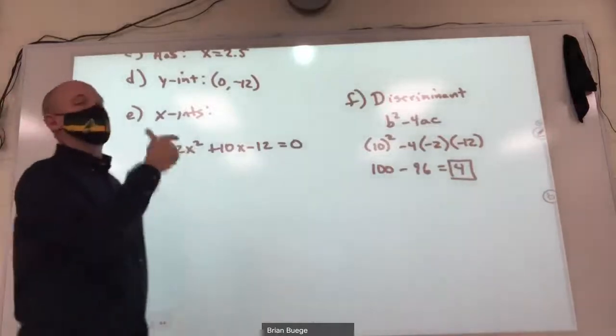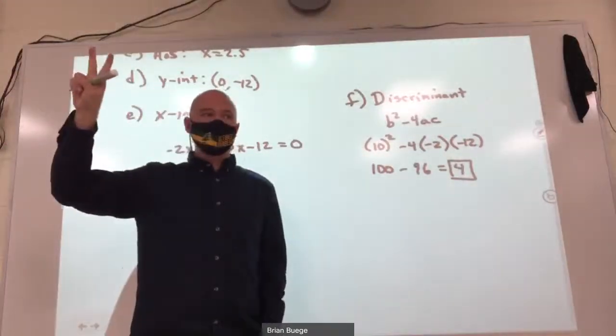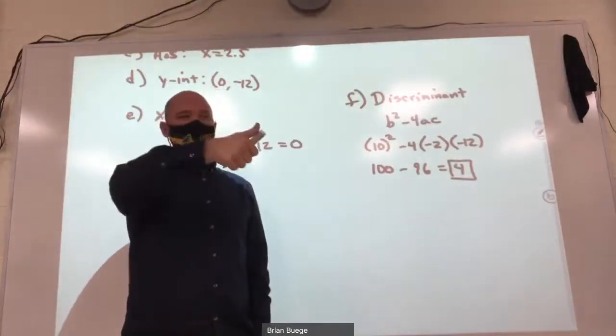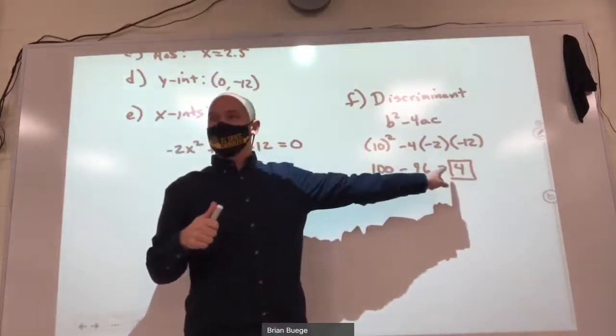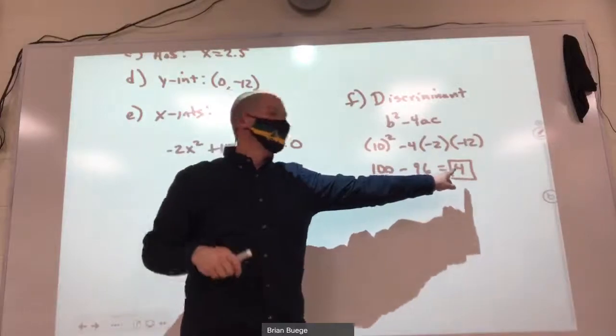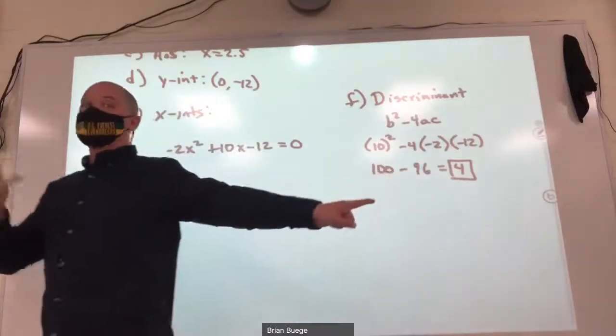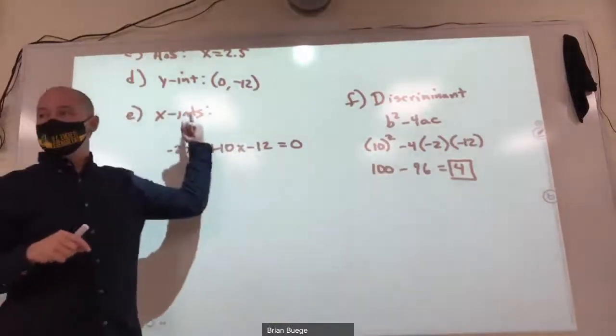Okay, so that is the value of the discriminant. What does that number tell me? It should tell you two things. One, it's factorable. How'd you know that, Taylor? You're right. It's the square root of 4. Yep, perfect square. So 4 is a perfect square, which means we can factor that when I find the x-intercepts.